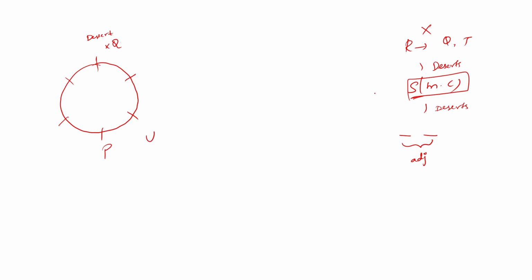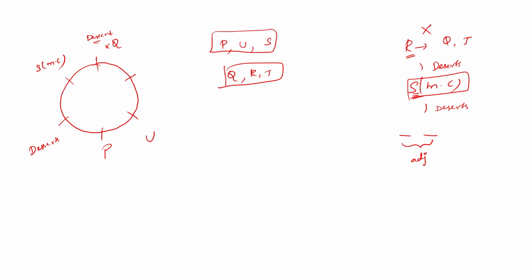So we have already seen one clue: S has desserts on its adjacent sides. P is opposite to a dessert, so in between these two desserts, S will come. We have placed three letters, P, U, S. The remaining three are Q, R, T. R is not adjacent to Q or T. For example, if I place R here, definitely I have to place T here.